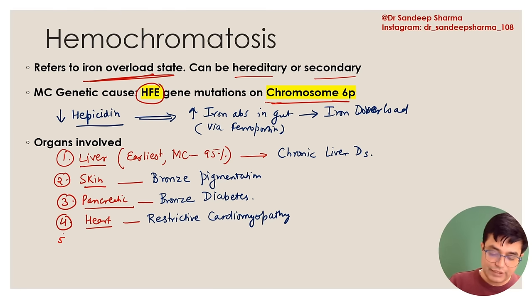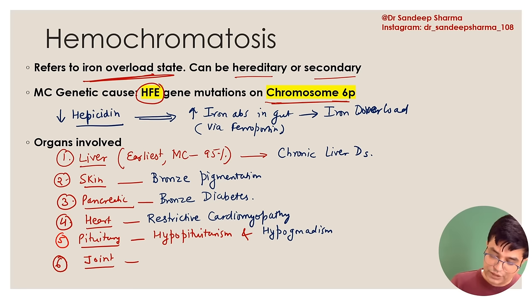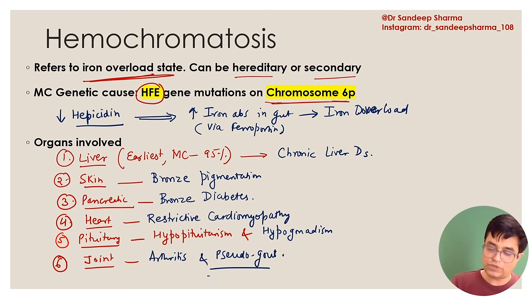Fifth, these patients can have involvement of the pituitary gland, and because of that they can develop endocrine involvement in the form of hypopituitarism, and hypopituitarism can also be associated with hypogonadism in the patient. And last but not the least, these patients can have joint involvement, which can produce changes in the form of arthritis and pseudo gout like illness. Pseudo gout can be produced due to hemochromatosis.